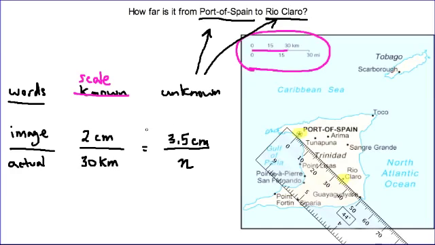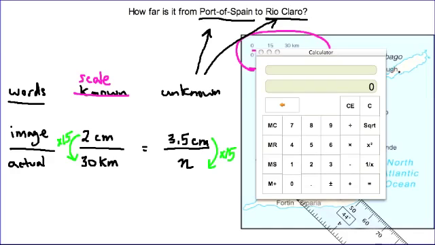I know it's going to be a little more than 30 kilometers because 3.5 is bigger than 2, but to find that out, we're going to use one of our proportion solving techniques. I see a pretty good connection here: 2 times 15 is 30, so I'll do the same thing over here. 3.5 times 15 is going to give me some value, and to find out what that is, I'm going to use my calculator. I type in 3.5 times 15 equals, and I got an answer of 52.5.